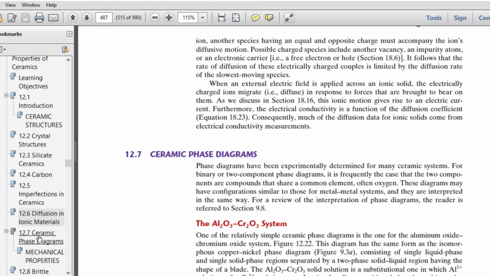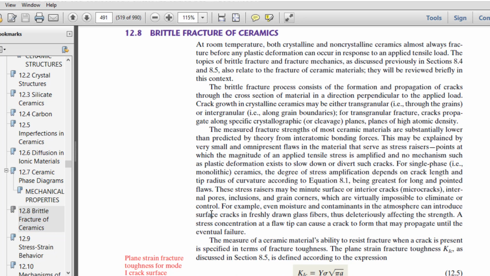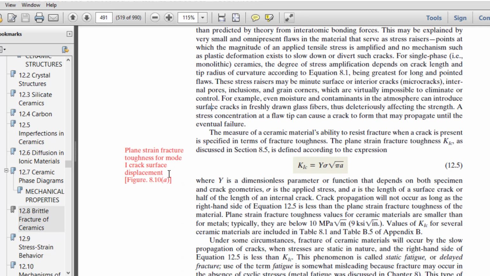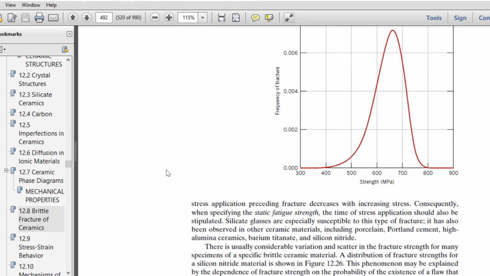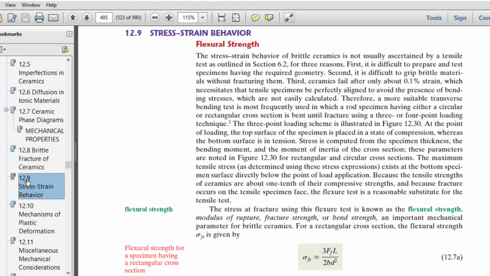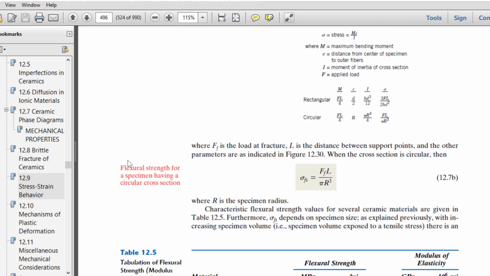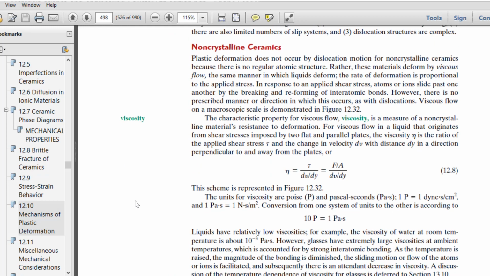Then 12.7 ceramic phase diagram you can skip completely. 12.7 is not important, it will not be asked. 12.8 also you can skip, okay, because this fracture part is covered already, and fracture also. Then this part also you can leave. 12.9, then 12.10 also you can leave.